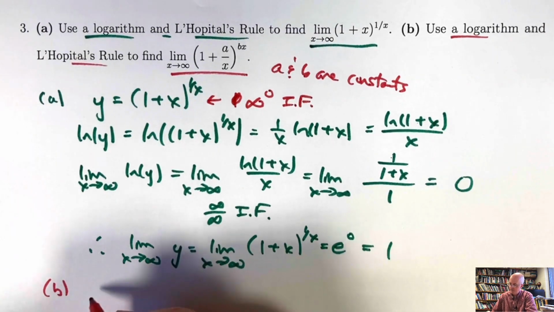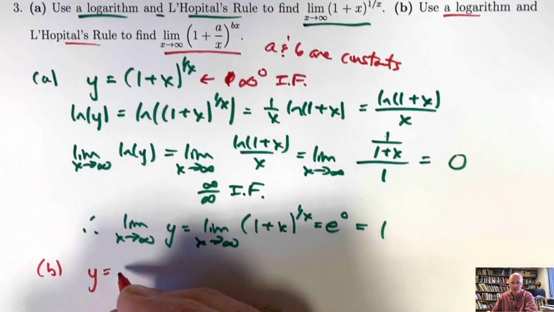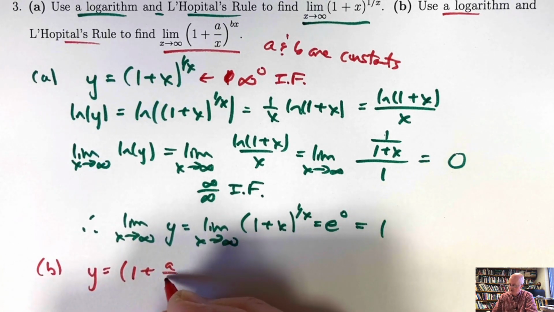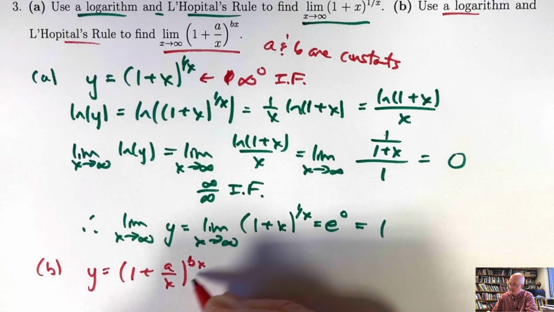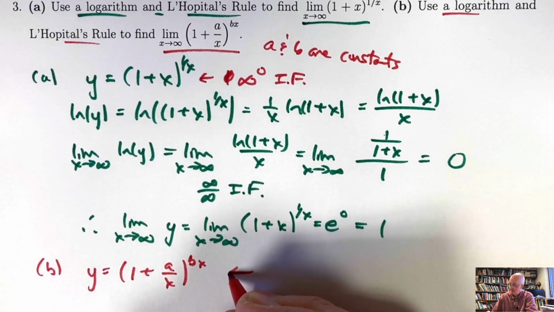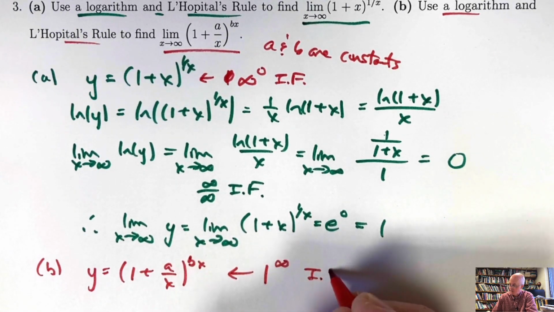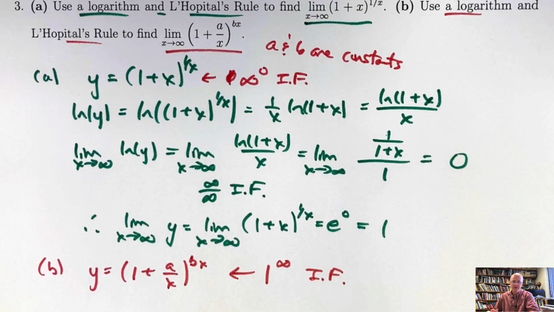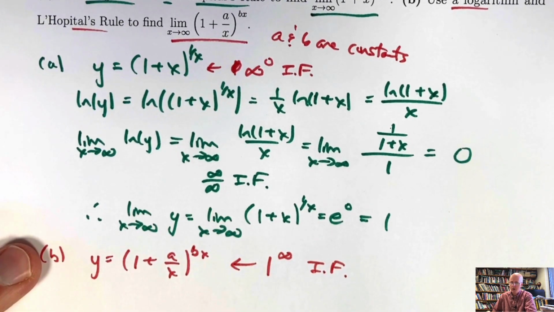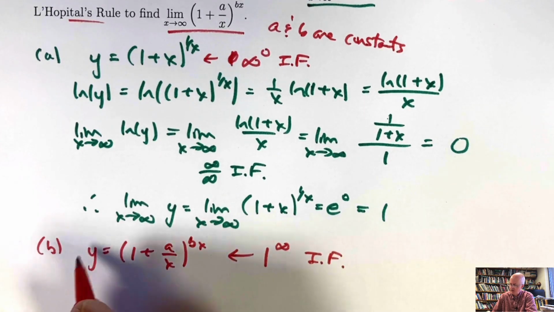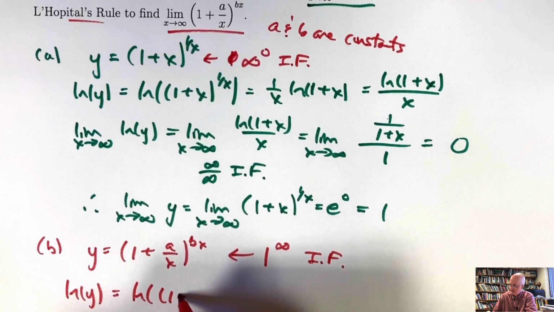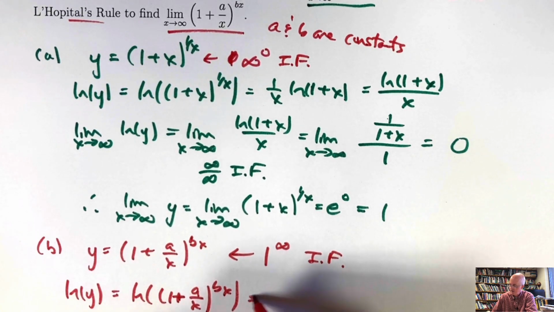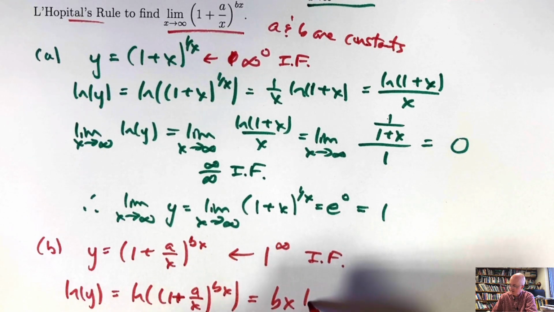For this one, the function is y equals (1 plus a over x) to the b times x. As x goes to infinity, the thing in the parentheses is going to 1, and the power is going to infinity. This is a 1 to infinity indeterminate form. So maybe the same trick works. Take the natural log of both sides: natural log of (1 plus a over x) to the bx power. Use a property of logarithms to bring the b times x out in front.